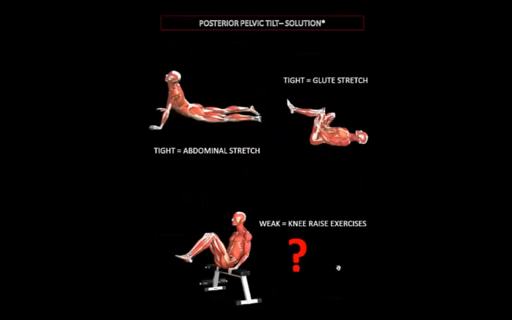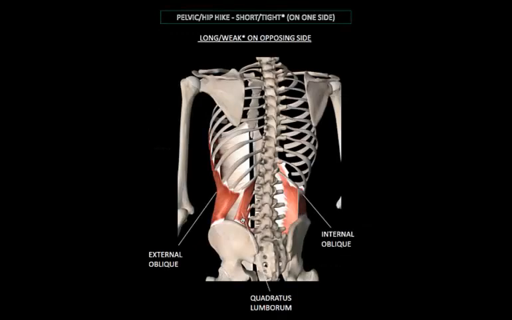We can improve this by stretching the abdominal wall, stretching the glutes, and we maybe can do some knee raises for the hip flexors. We would also want to be mindful of over-activating the rec abs, which are already prone to activation in this postural condition.